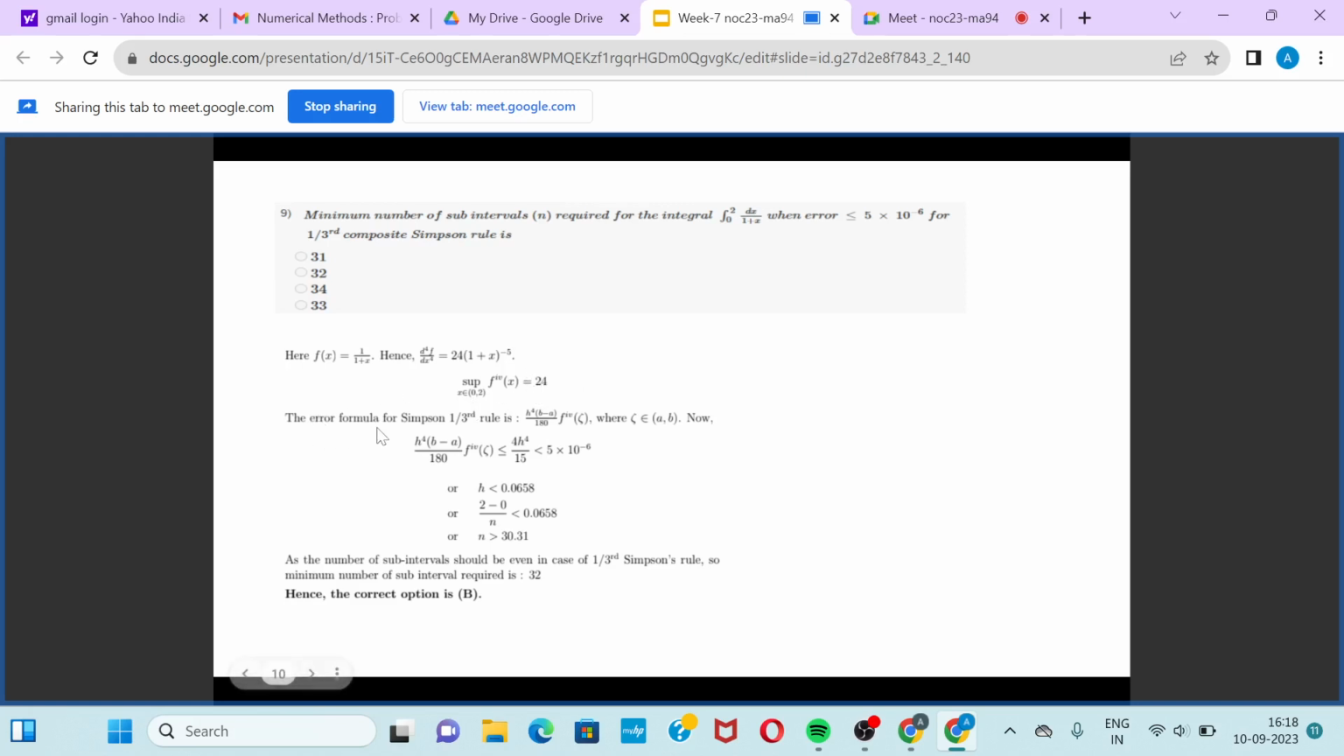Now applying the error formula for Simpson's 1/3 rule, that is h power 4 times (b minus a) by 180 times the fourth derivative of f at zeta, where zeta belongs to (a, b). Now this will be less than or equal to h power 4 times (b minus a), that is 2 minus 0, upon 180, and as the supremum is 24, in place of the fourth derivative of f at zeta you can substitute 24, right? Now when you simplify it, you will get 4 times h power 4 by 15. Check, are you getting it?